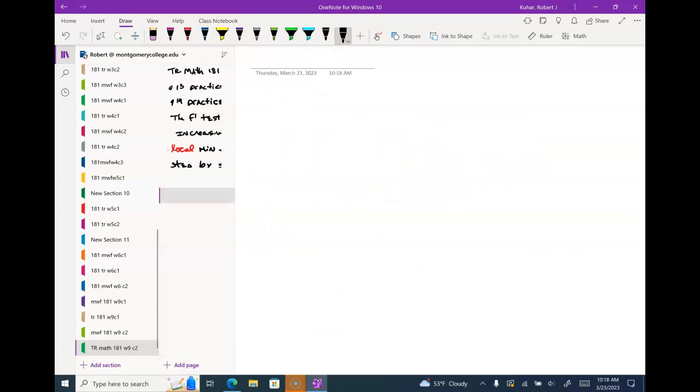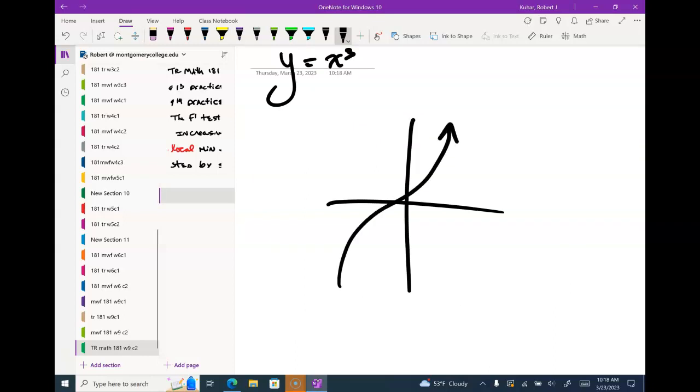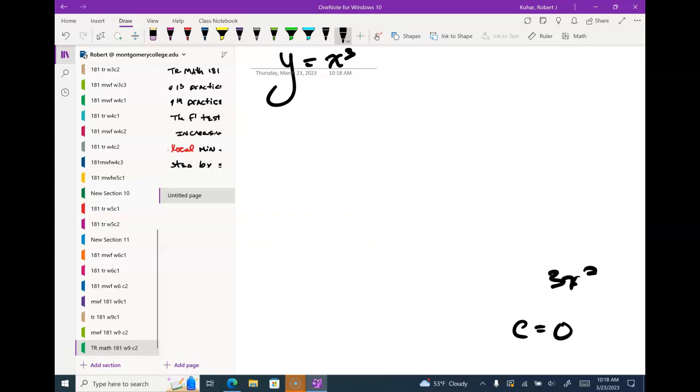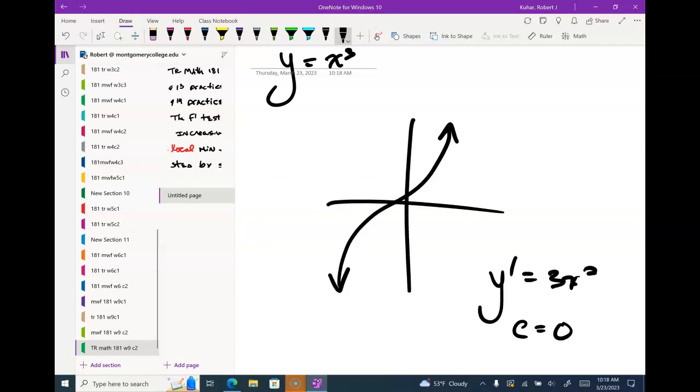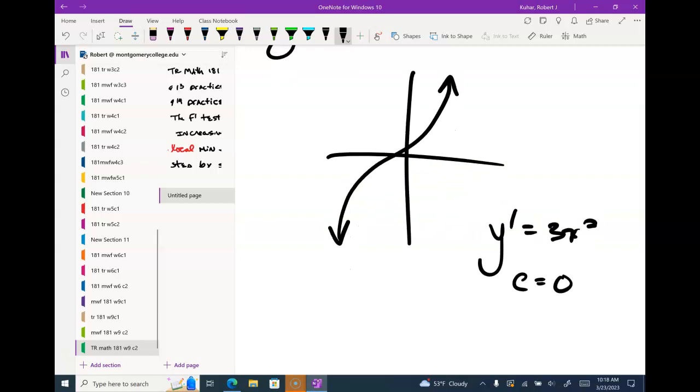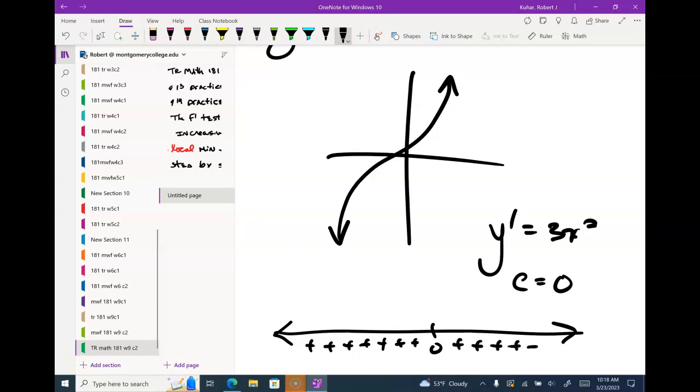Y equals x cubed. Right? Y prime is 3x squared. C is equal to 0. You agree with me? Critical value there is 0. Yes? But if I look at my number line test, right, I see that the first derivative is positive to the left of 0 and positive to the right of 0. So why don't I have a local min or max there? The derivative doesn't change signs. The derivative must change signs.